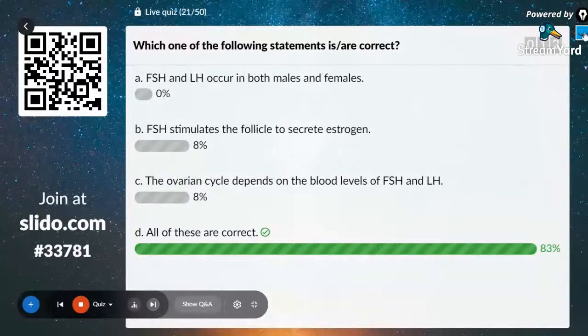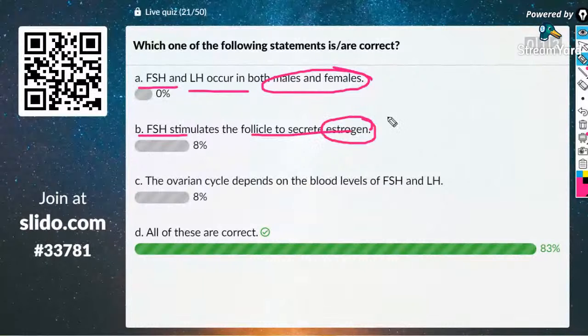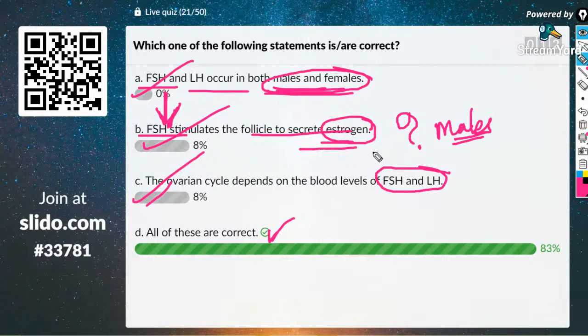You learned, right? FSH and LH both occur in male and female. FSH stimulates a follicle to secrete estrogen. So what will it stimulate, estrogen secretion in males? We studied during the control of reproduction. In male reproductive system, FSH acts on Sertoli cell. The ovarian cycle depends upon these two. So this is correct, this is correct, this is correct. So option D. So in case of females, it acts on the ovary to form the estrogen, and in males it acts on the Sertoli cell.